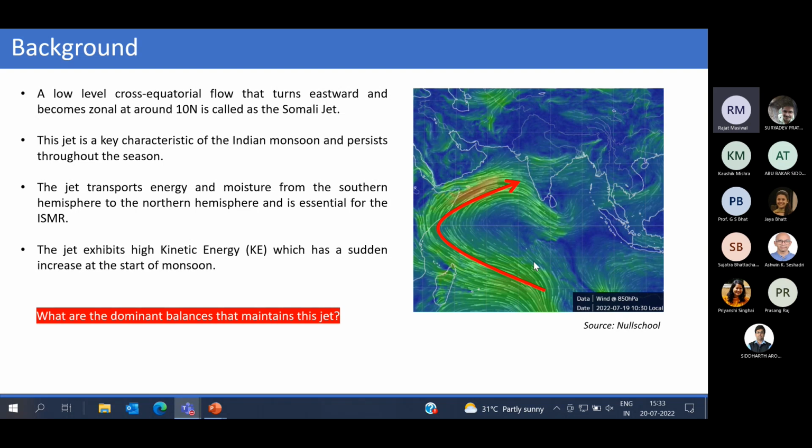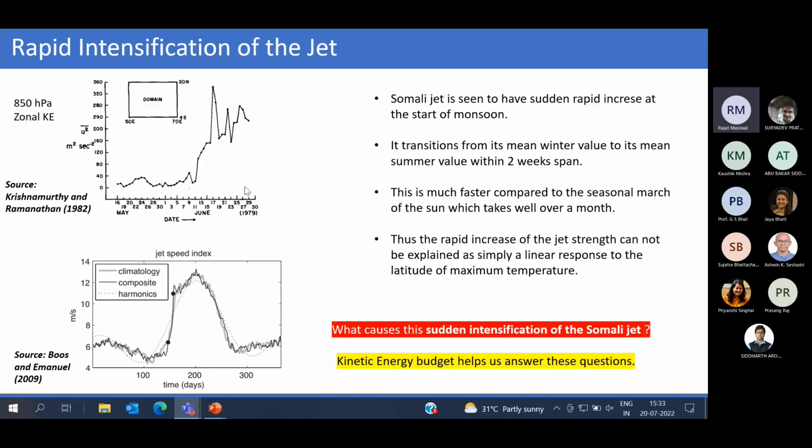And this jet is essential for the Indian monsoon rainfall as it transports moisture from the ocean and takes it towards the Indian landmass. Now, this jet exhibits a high kinetic energy and has a sudden increase at the start of the monsoon. So we ask a simple question: what are the dominant balances that maintain this jet? Coming to the next slide.